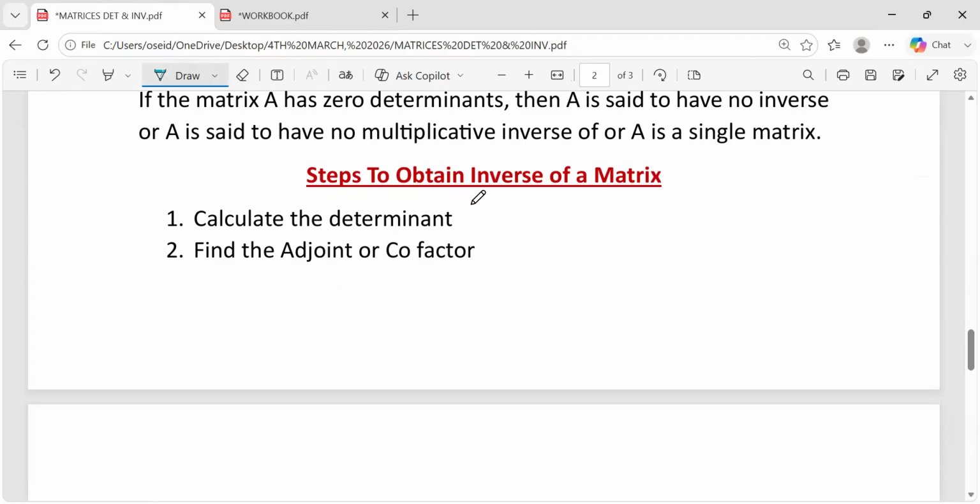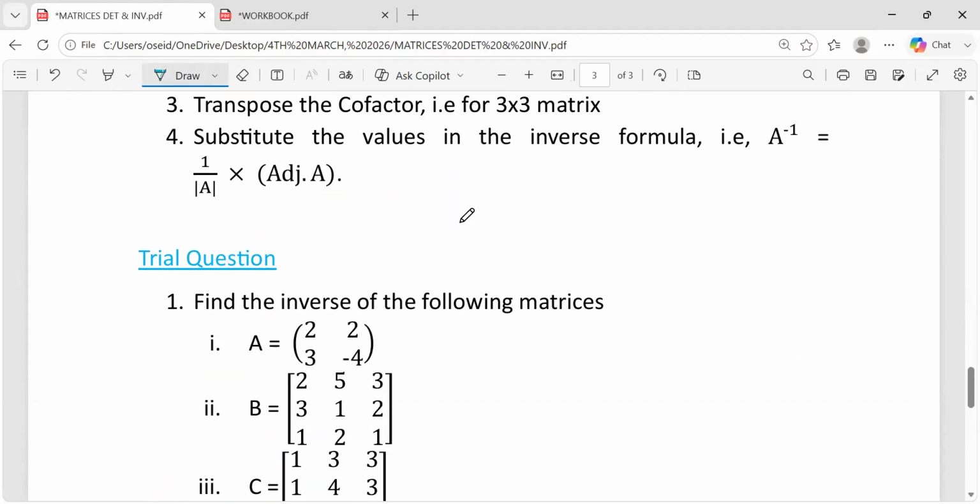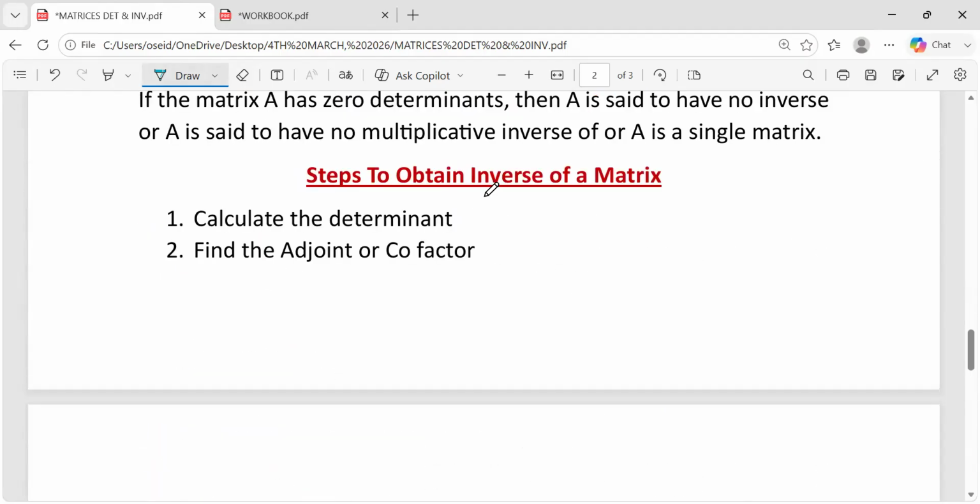Steps to obtain the inverse of a matrix. We have 4 steps. The first one says that we should calculate the determinant. So when the matrix is given, we first calculate the determinant.